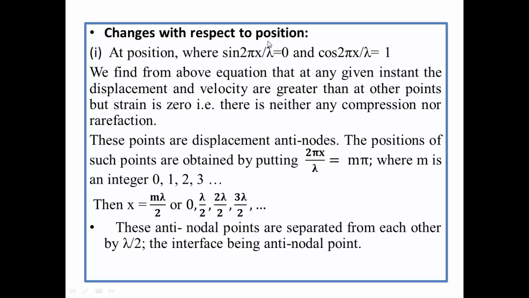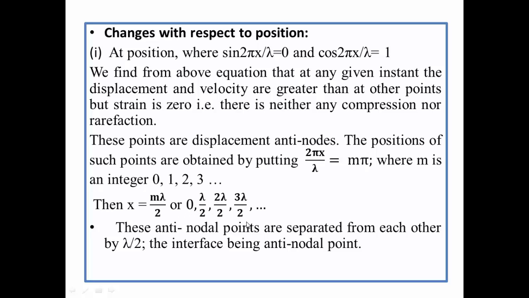So we get sin as 0. So 2πx/λ is equal to mπ, and sin mπ is 0, where m is an integer 0, 1, 2, 3. So from this equation we get x equal to m times λ/2. Putting the values of m as 0, 1, 2, 3, we get 0, λ/2, 2λ/2, 3λ/2.